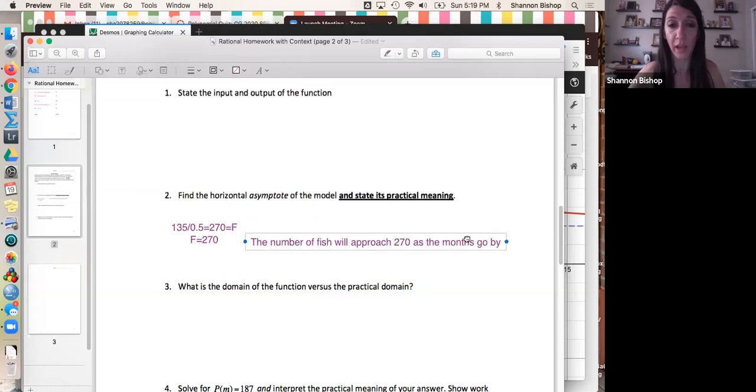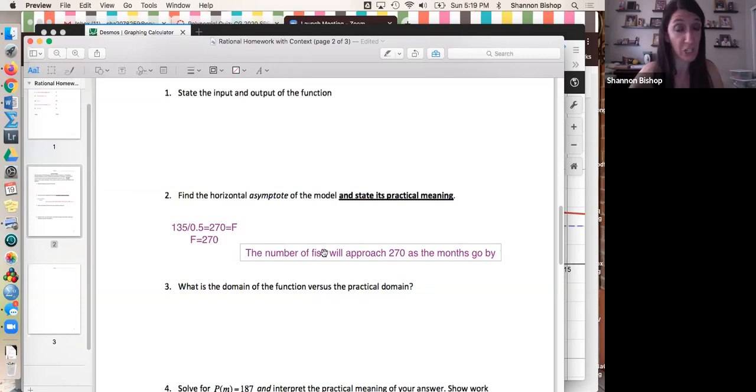So I'll be looking for a phrase like this on your exam. It might not be about fish, and it might not be months, it might be years or days or hours, but nonetheless, something will be approaching its limit or its barrier as time passes. So that's what I'm looking for when it says state the practical meaning of a horizontal asymptote.